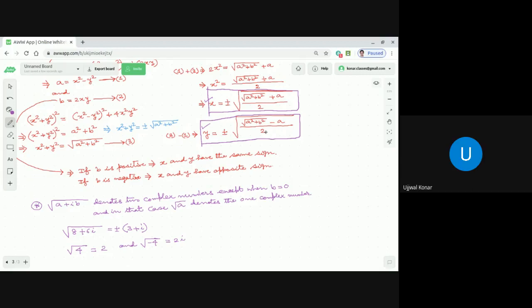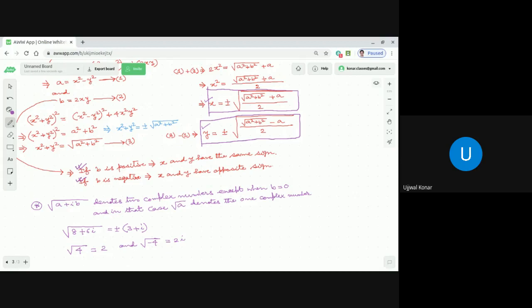Now, which values we are going to take is driven by b. And what we observed here is, if b is positive, then x and y have to be of the same sign. That means if x is positive, y is also positive, and if x is negative, y is also negative. But if b is negative, then x and y have to be of opposite sign. That means if x is positive, y is negative, or if x is negative, y is positive. So the square root of a plus ib denotes 2 complex numbers except when b is equal to 0.